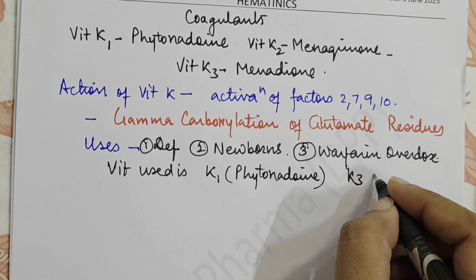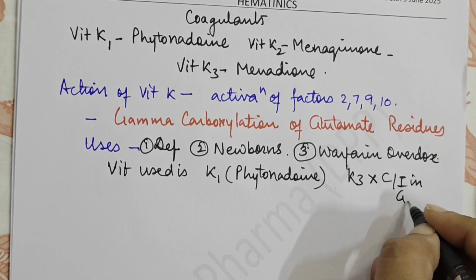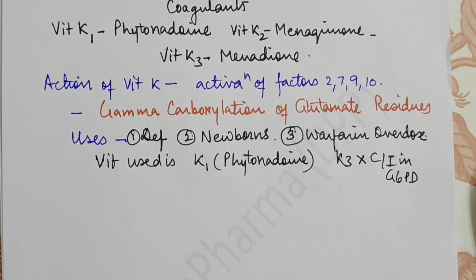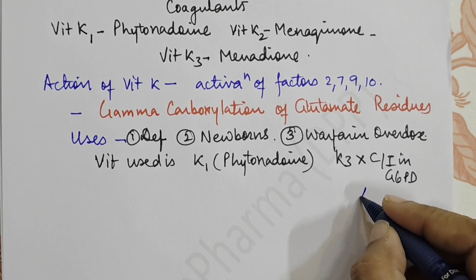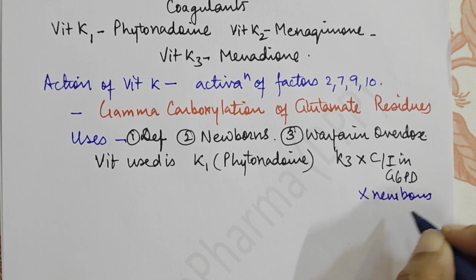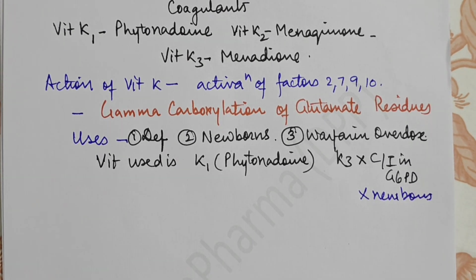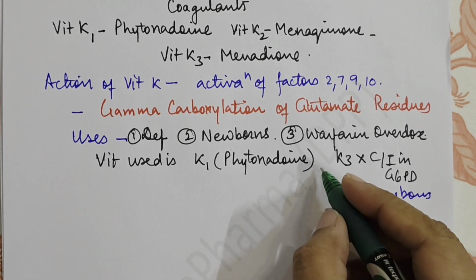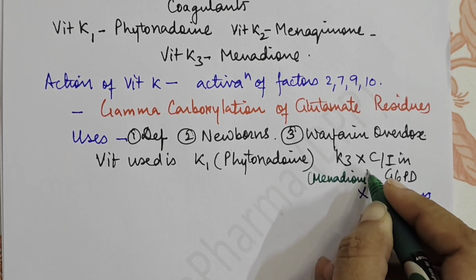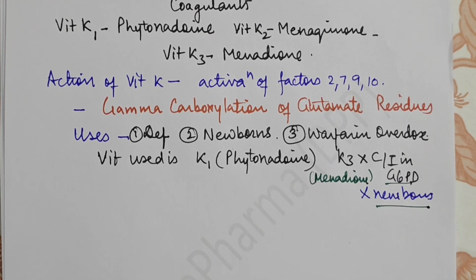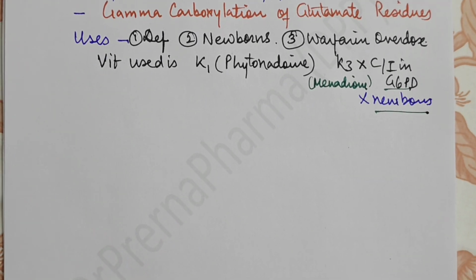Then K3 is contraindicated in G6PD deficiency. Then K3 is also contraindicated in newborns. Okay. So this is vitamin K3, which is menadione. So menadione is contraindicated in G6PD and newborns. Remember this. Okay. Now a little bit about warfarin overdose.